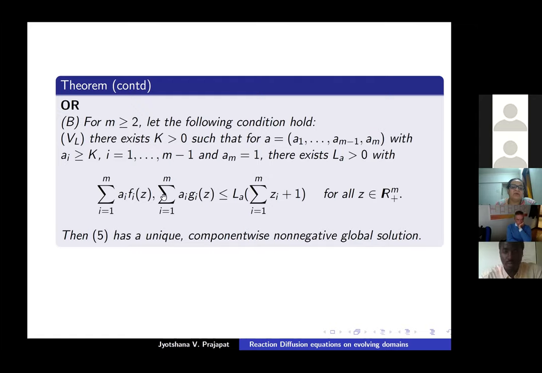One thing I would like to mention is that for m equal to 2, the VL1 condition is of course contained in this one. Okay, so let me say a few words about the proof. I just wanted to mention.